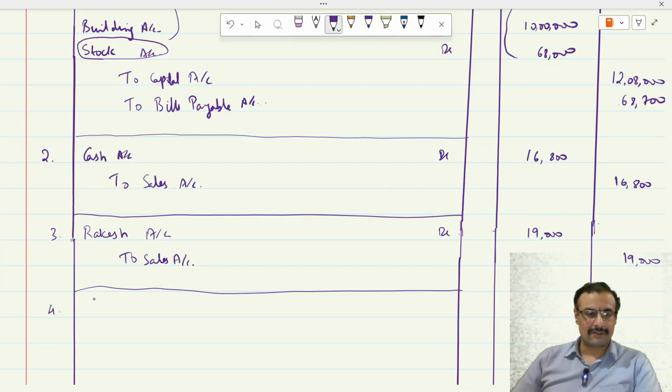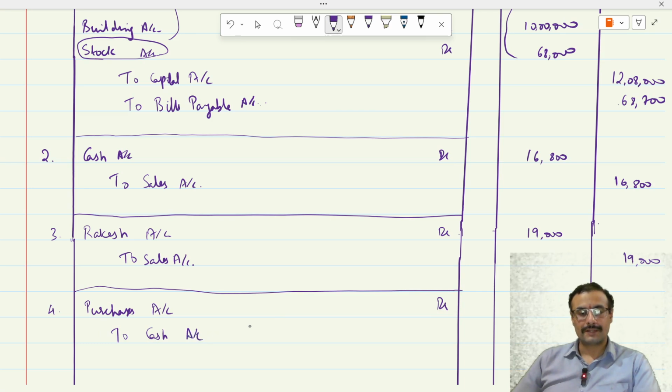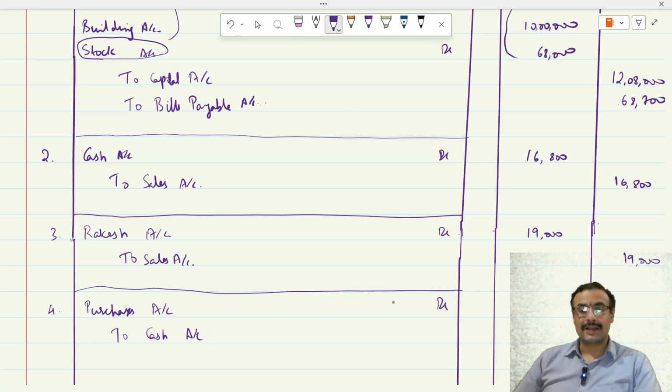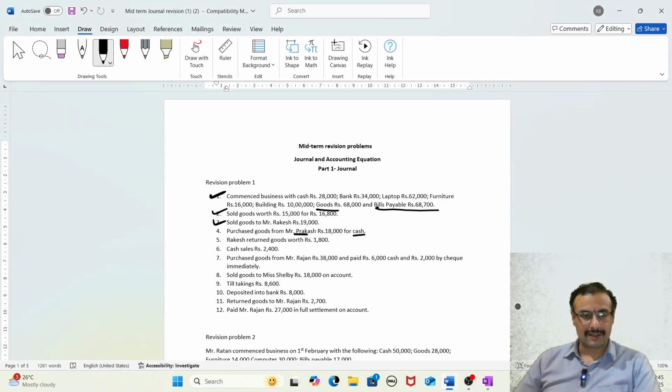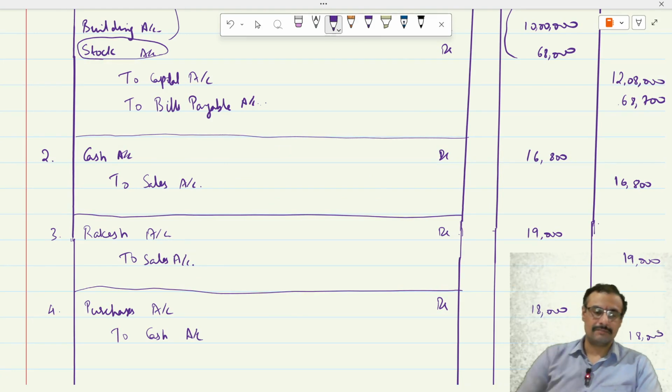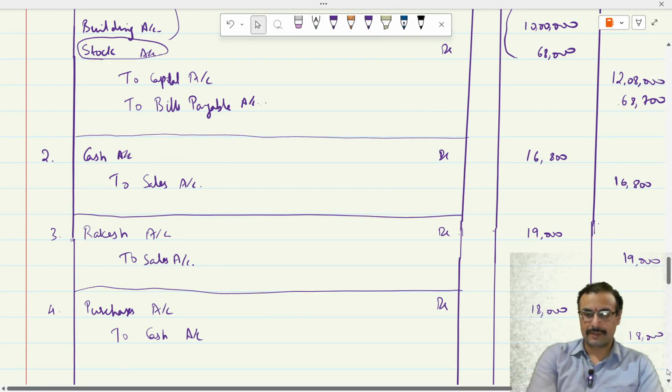The journal entry will be purchases account debit. Your teacher might have taught purchase account, both are okay, to cash account. Why? Because when I am doing purchases, my expense is increasing, and when I am paying cash, my asset is decreasing, so it is credit. The amount involved is 18,000. Being cash purchases made will be the narration.